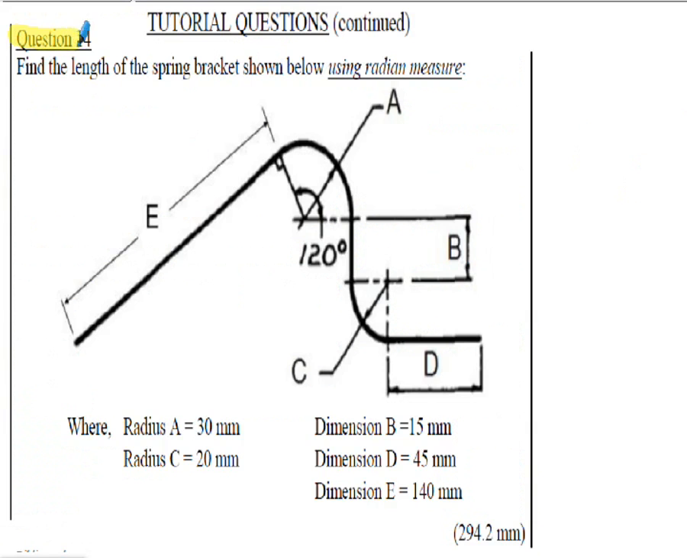And finally, question 14, you're asked to find the lengths of the spring bracket shown using radian measure. You're given various pieces of information to help you with this solution. The answer for the total length of the spring bracket is 294.2 millimeters. Again, I would strongly encourage you to attempt these tutorial questions.